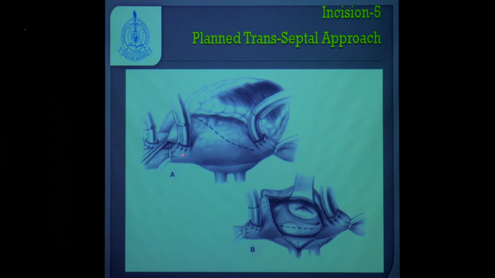This is again self-labeled a planned transseptal approach, in which we have decided beforehand that we will not be opening the left atrium. So we open the right atrium parallel to the AV groove, and then make a vertical incision over the fossa ovalis to enter the left atrium.